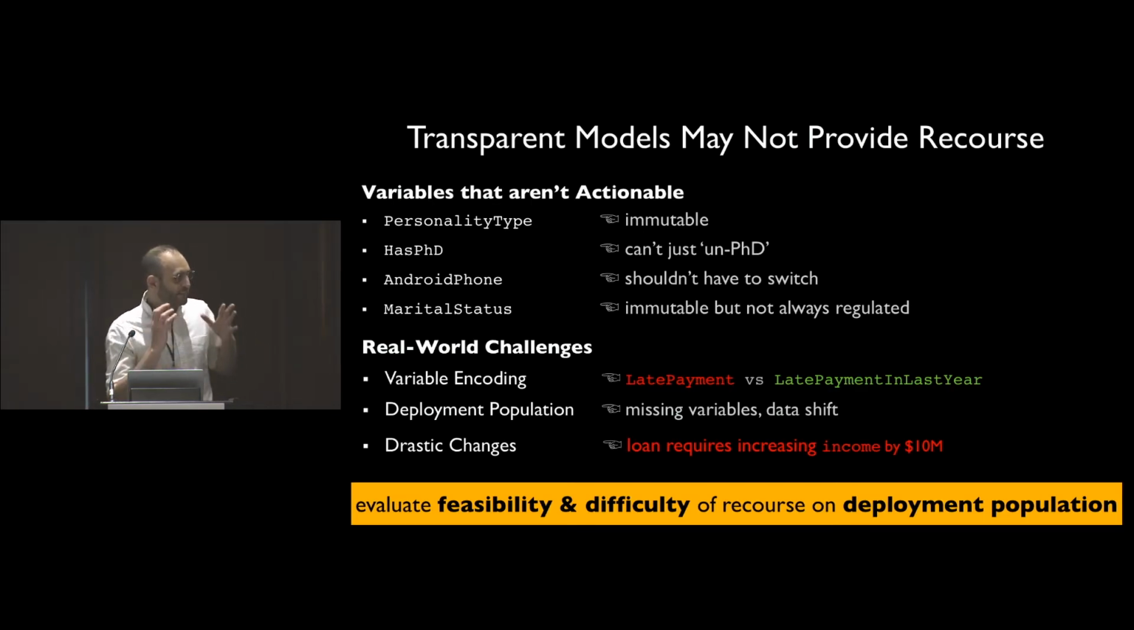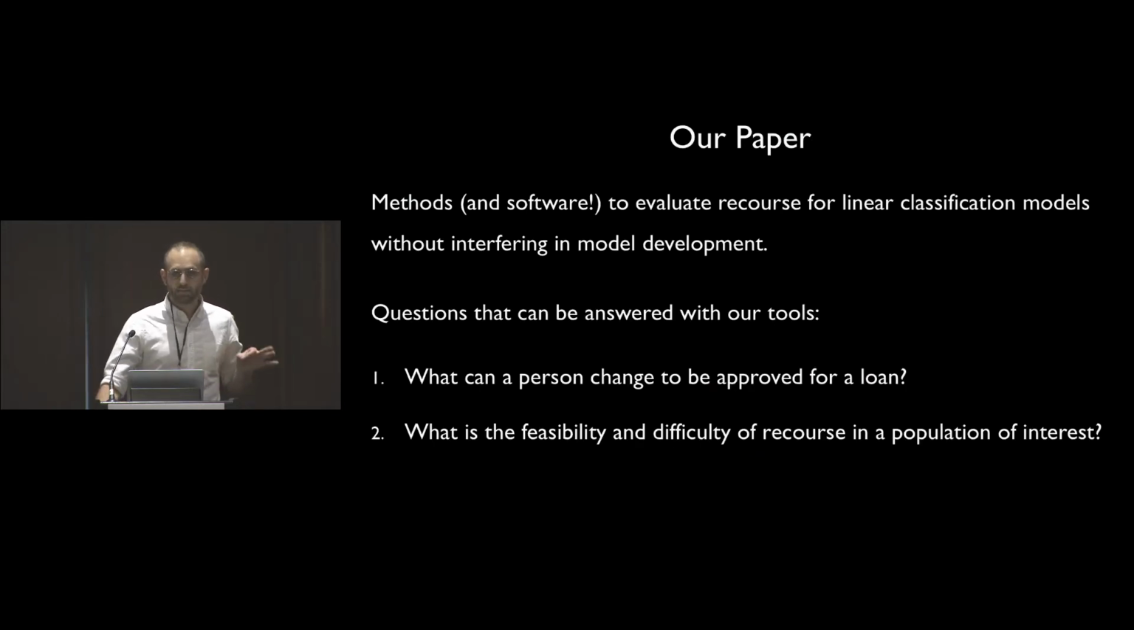In light of this, it's important to look at the feasibility of recourse as well as the difficulty of recourse, and to do this in the context of the population where the model is being deployed. So in our paper, we present methods and software to do this for linear classification models. Our tools allow you to do this without interfering in model development, and they let you answer questions like, what can a person change to be approved for a loan? What is the feasibility and difficulty of recourse of a model over a certain population?